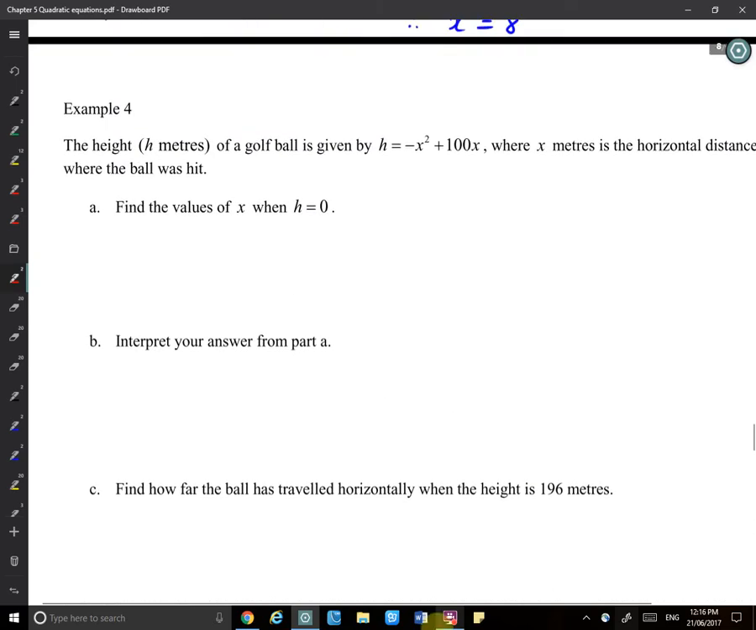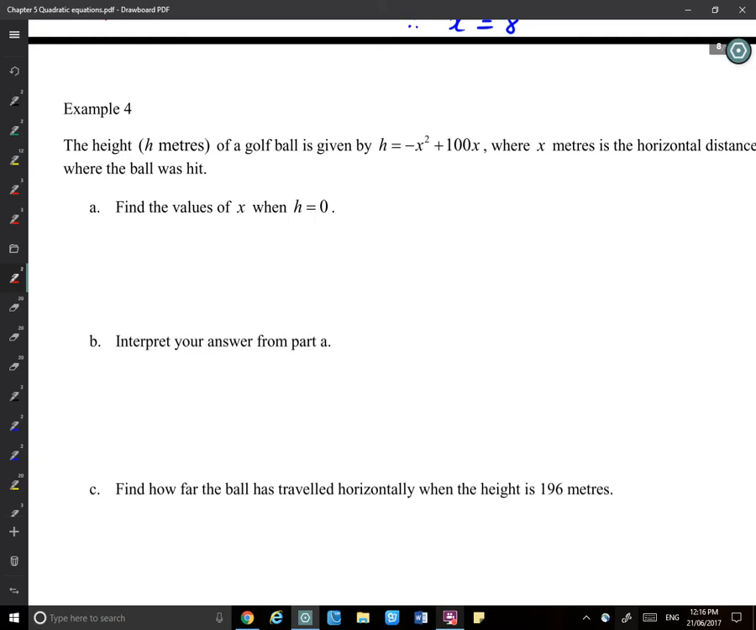Okay, example 4. The height h meters of a golf ball is given by that graph, where x meters is the horizontal distance where the ball was hit. Find the value of x when h equals 0.